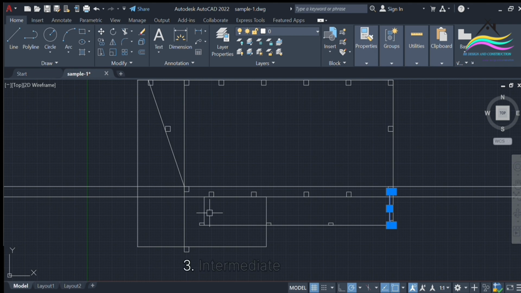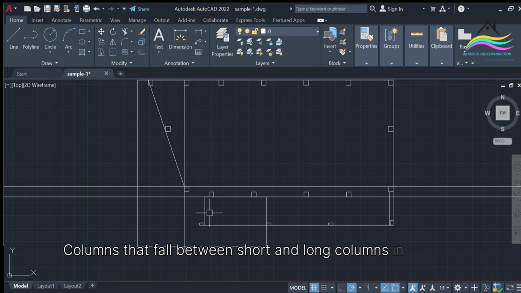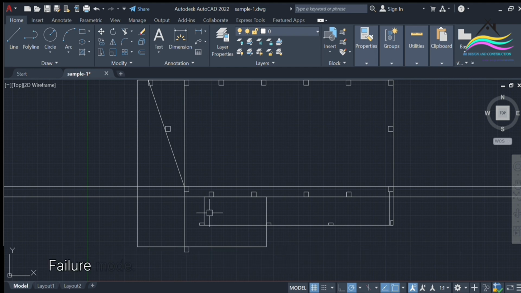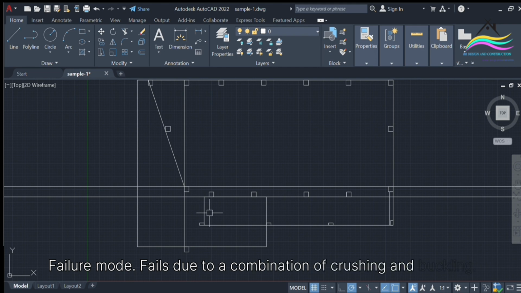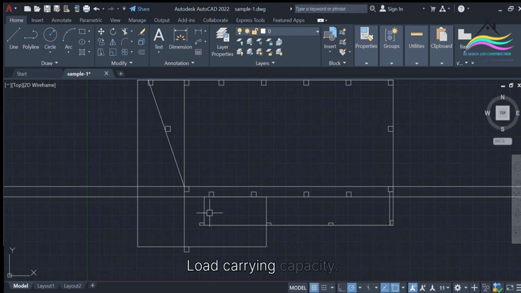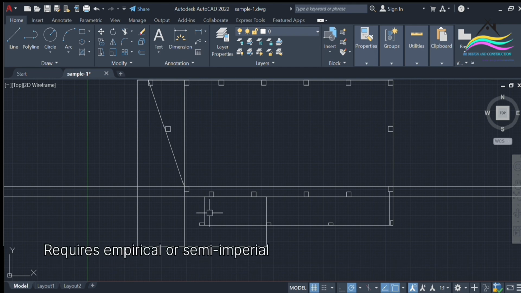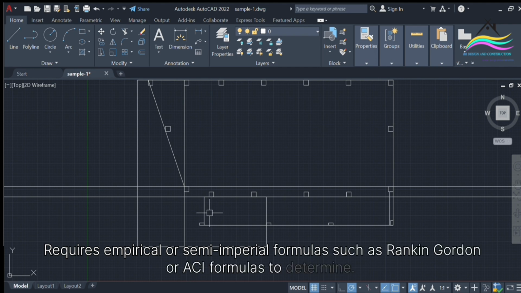3. Intermediate columns. Definition: columns that fall between short and long columns in terms of slenderness. Failure mode: fails due to a combination of crushing and buckling. Load carrying capacity: requires empirical or semi-empirical formulas such as Rankine-Gordon or ACI formulas to determine.